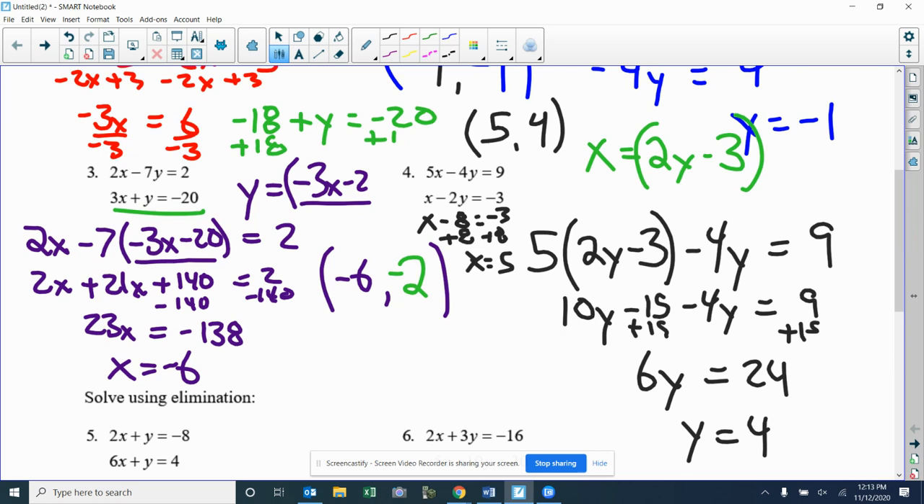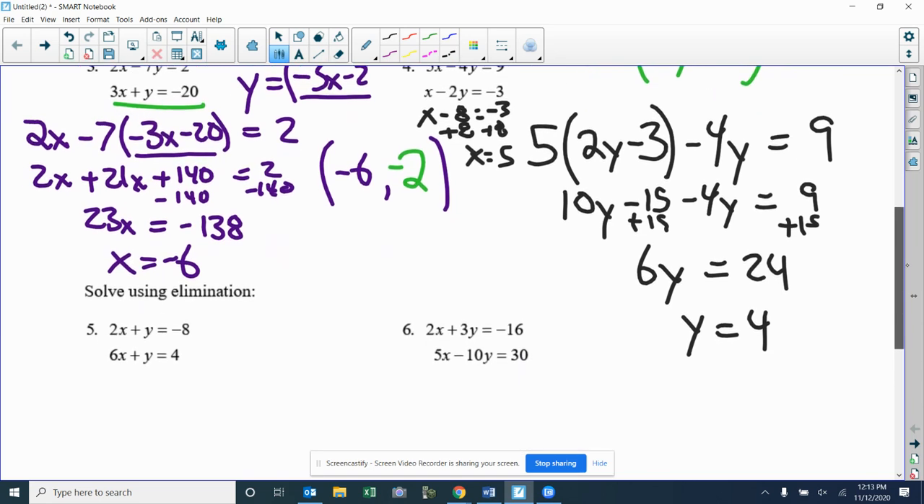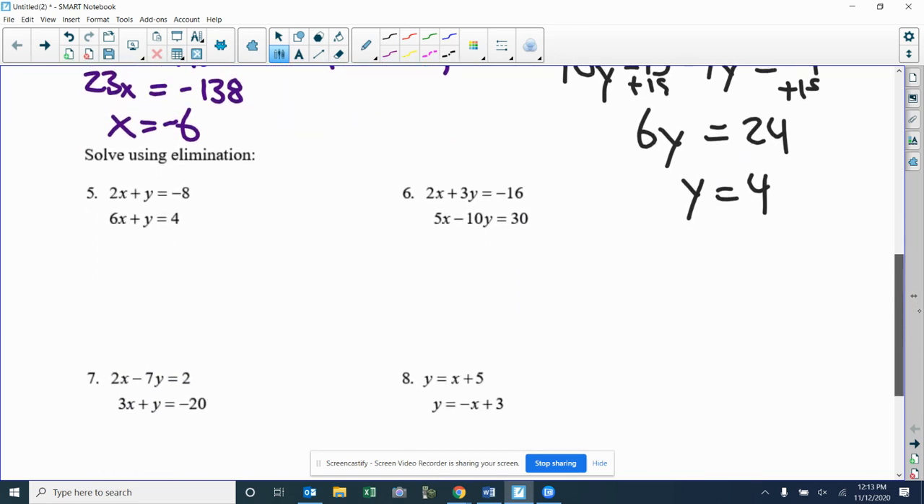Substitution, the 4 substitution problems. How are we doing? Everybody good? We spent quite a bit of time on this. I'm hoping you're feeling pretty good about it. To me, substitution can be a little harder than elimination. I prefer elimination. So let's head to the elimination now.